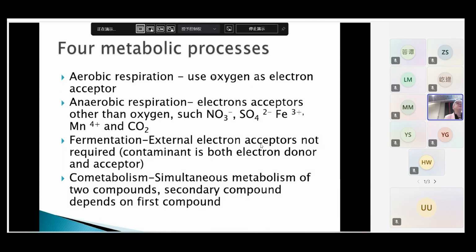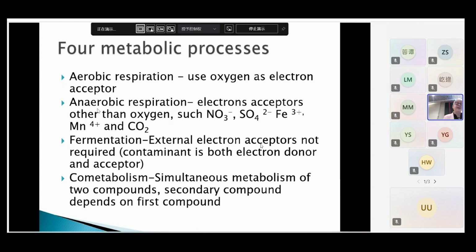Ultimately, oxygen is the best respiratory venue to go. It's the fastest. But if there's no oxygen available, there are other alternatives for other types of bacteria. So things like nitrates, sulfates, iron, and things like this can also be used to do the biodegradation, but in an anaerobic method as opposed to aerobic.